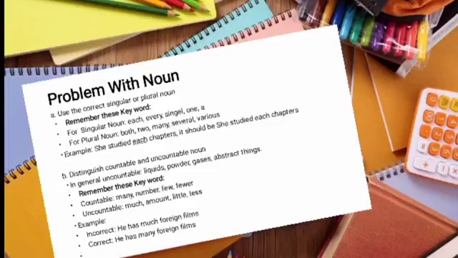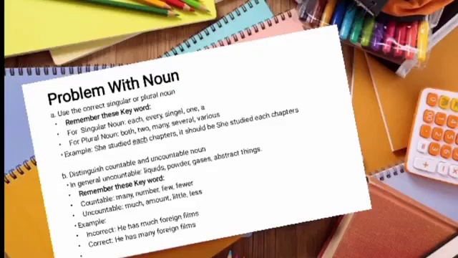And the second, distinguish countable and uncountable nouns. A countable noun is usually something you can count on your fingers. But an uncountable noun, you cannot count by a finger. It is shaped as liquids, powder, gas, and abstract things. Some determiners or keywords for countable are many, number, few, or fewer. For uncountable, much, amount, little, and less.